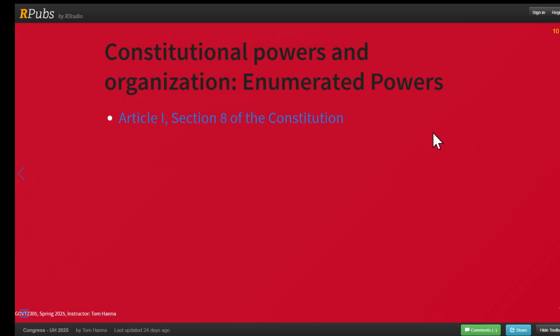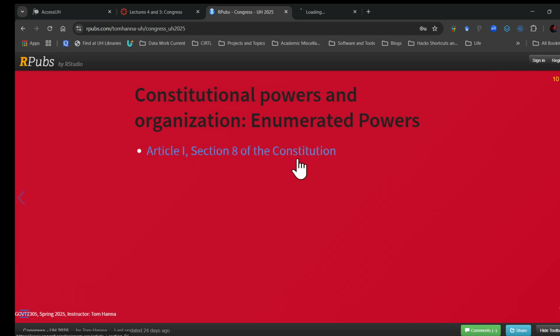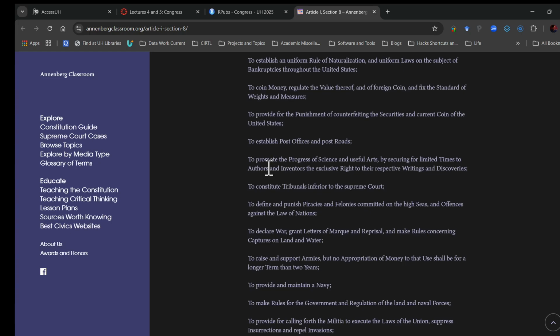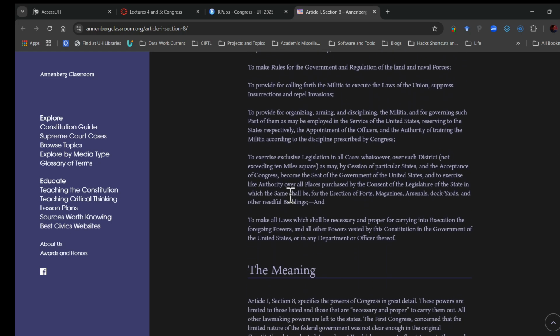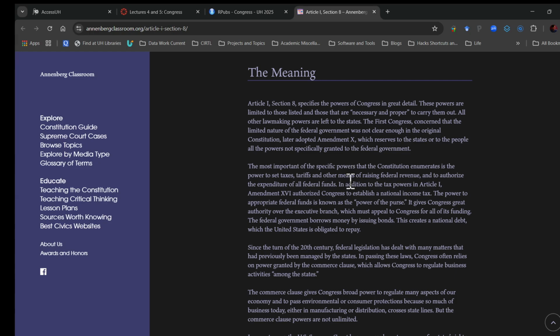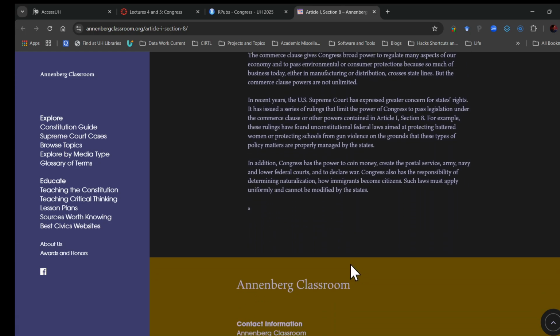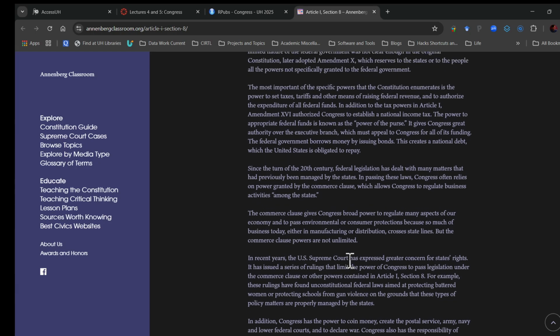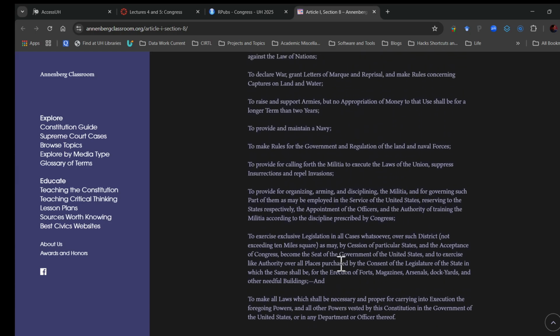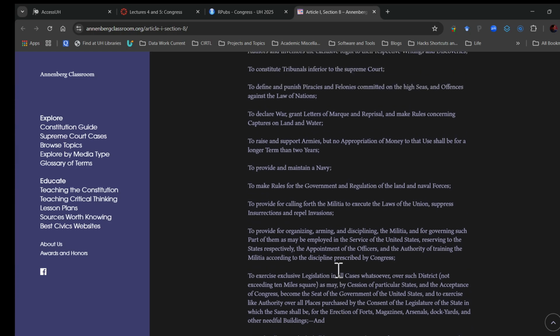These come from Article 1, Section 8 of the Constitution. If you have the lecture slides, you can click the link there and it will open up the Annenberg Guide to the U.S. Constitution, which is an annotated guide. First of all, this is the actual list of the powers from the Constitution. But the Annenberg Guide also has this nice annotation where they explain a little bit about these powers, and so it may overlap what I'm saying to you.